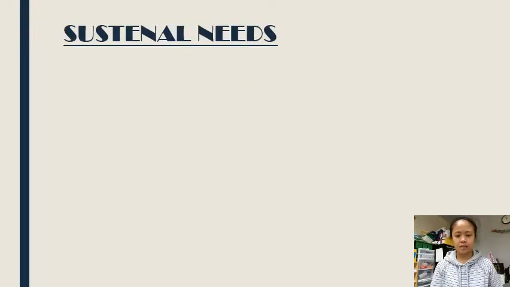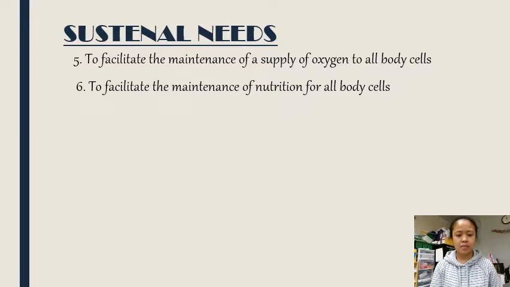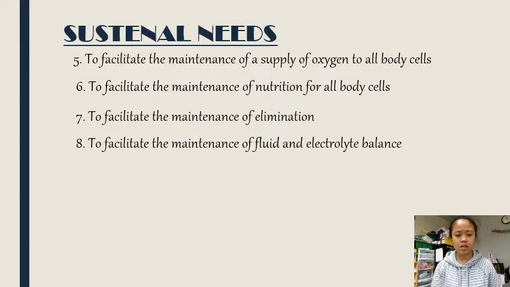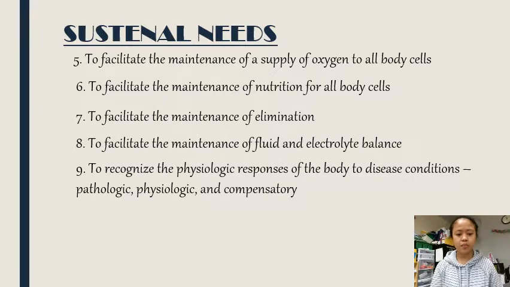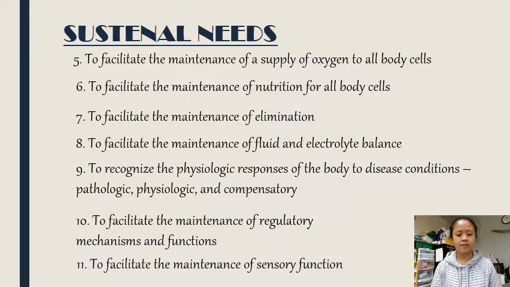Second category is the societal needs. 5, to facilitate the maintenance of a supply of oxygen to all body cells; to facilitate the maintenance of nutrition for all body cells; to facilitate the maintenance of elimination; to facilitate the maintenance of fluid and electrolyte balance; and to recognize the physiologic responses of the body to the disease conditions, including the pathologic, physiologic, and compensatory mechanisms. Number 10 is to facilitate the maintenance of regulatory mechanisms and functions. And 11 is to facilitate the maintenance of sensory function.